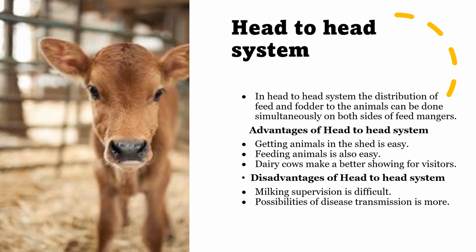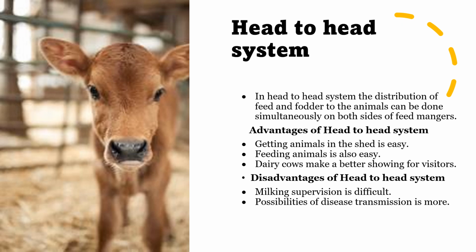The next system is the head to head system in a double row system. In the tail to tail system, as we have seen in the previous slide, the animals face their tails towards one another. In this system, the heads of the animals are facing one another. So the distribution of feed and fodder to the animals can be done simultaneously on both sides of the feed mangers.